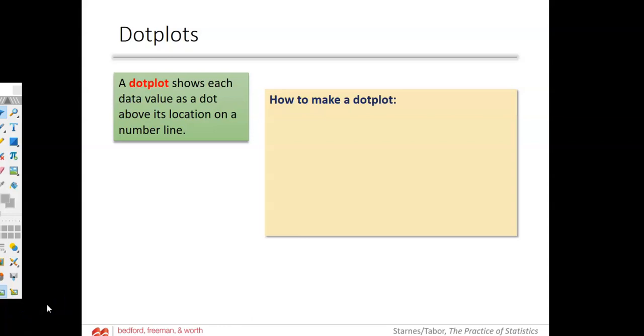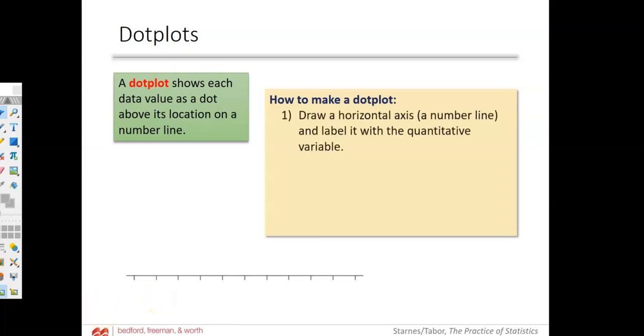Okay, we're at lesson 1.2, and this is about dot plots. So how do you make a dot plot? The first thing is you draw the axis. You scale it, put some tick marks there. It's fine to do that by hand.